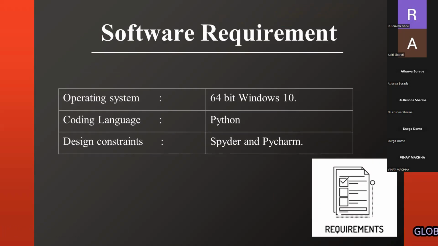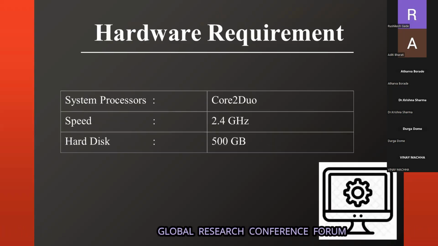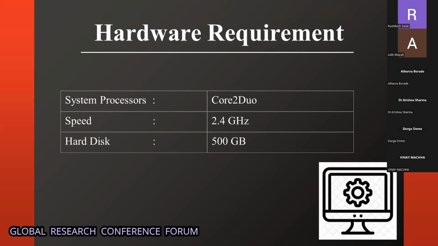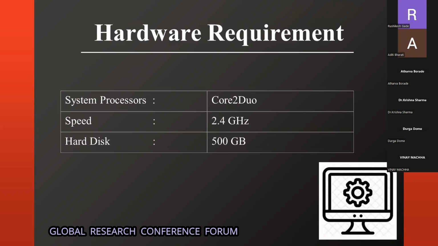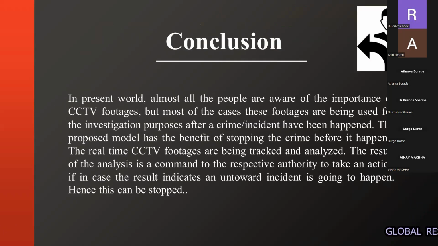Here are the software requirements of our project. We need a Windows 10 system, the coding language is Python, and we have used the Spyder Anaconda system for implementing our system. Shamli, please move on to the next slide. So, hardware requirements: the minimum hardware requirement for this project is a Core 2 Duo processor, with a speed of 2.4 gigahertz, and the hard disk required is 500 GB, and more can be allowed.